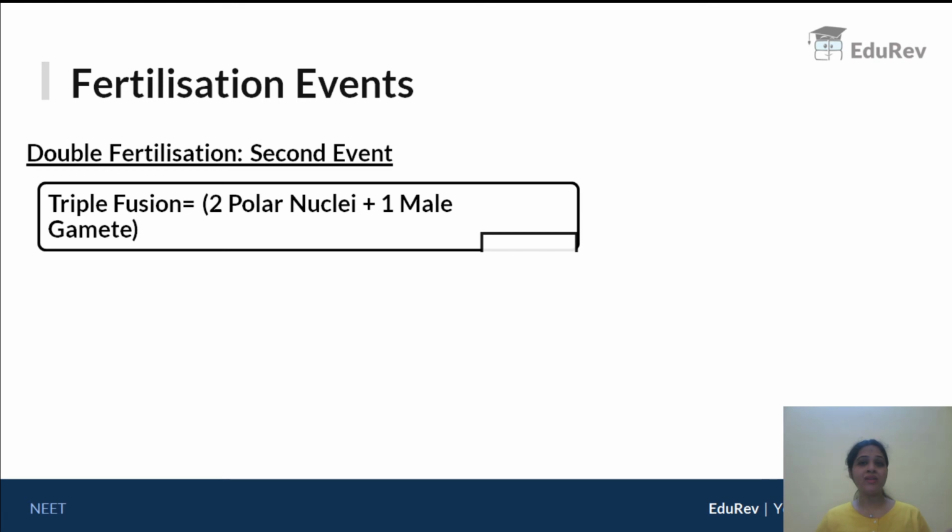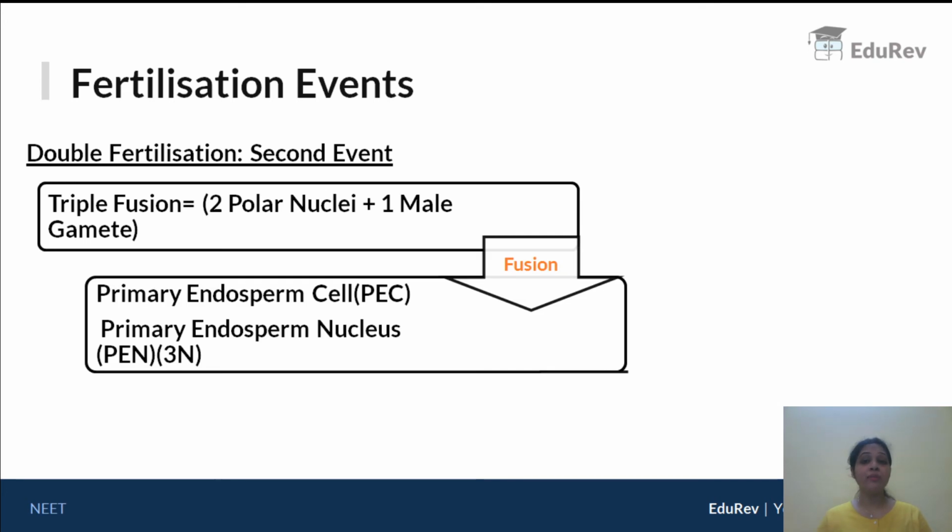But when you consider one central nucleus and one male gamete, you don't really have three nuclei as such fusing. So an easy way to understand triple fusion is you have three haploid nuclei that will fuse together. Which are the three? The single male gamete and two polar nuclei. So triple fusion. The moment triple fusion takes place, obviously you have a triploid nucleus that will come into picture. So fusion results in the formation of a cell called the primary endosperm cell. It is a single cell. And this particular cell contains what we call the primary endosperm nucleus, called the PEN.